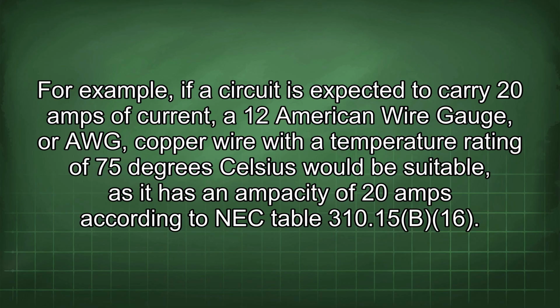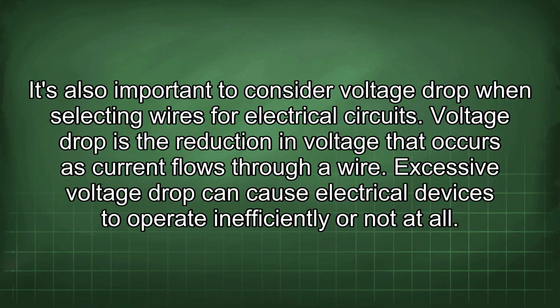For example, if a circuit is expected to carry 20 amps of current, a 12 American wire gauge, or AWG, copper wire with a temperature rating of 75 degrees Celsius would be suitable, as it has an ampacity of 20 amps according to NEC Table 310.15(B)(16). It's also important to consider voltage drop when selecting wires for electrical circuits.